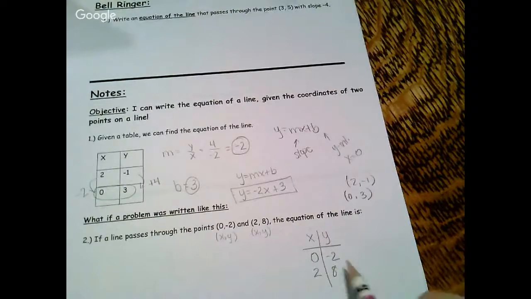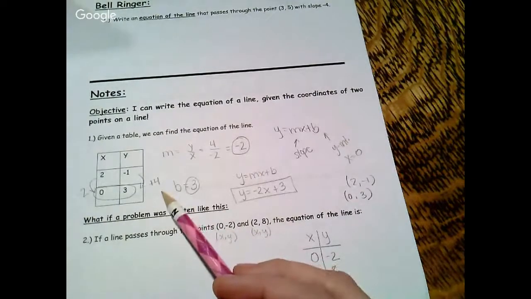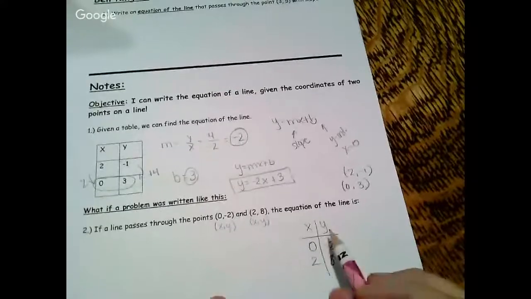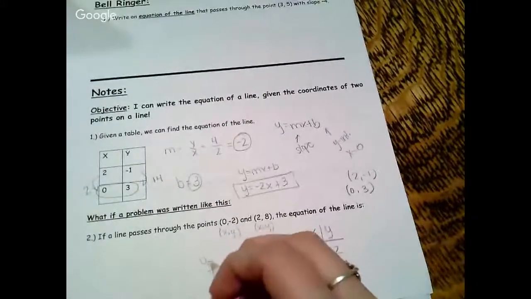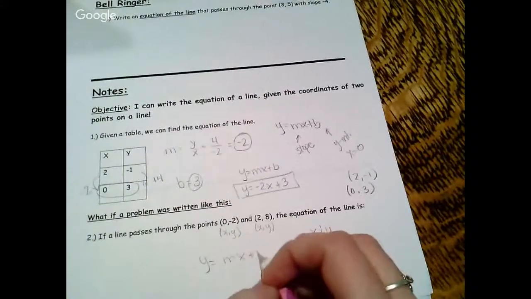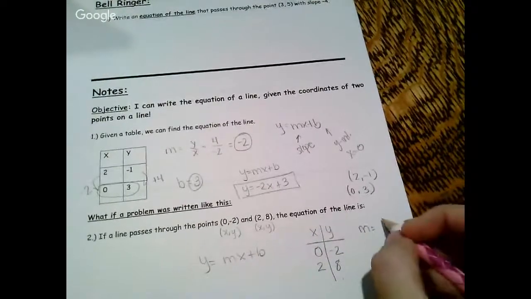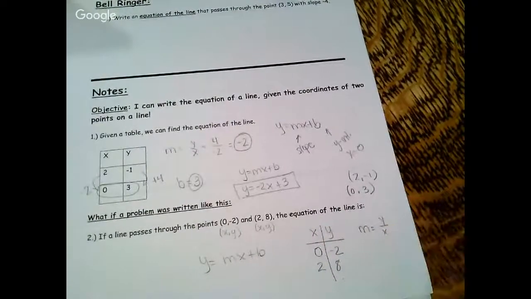So when I'm drawing this in my table, I'm making sure that the x value that I have matches the y value of my point for each one. Well, now that I have a table, it's just like the one above, right? I still have to find my slope and my y-intercept, but I can do so right from here. So let's write out our equation, y equals mx plus b. Right? M is our slope, so we're going to write m is our slope. Remember, that's the change in y over the change in x.